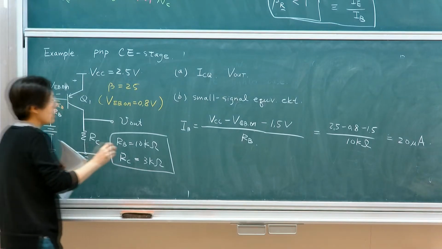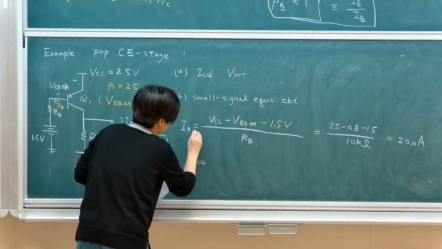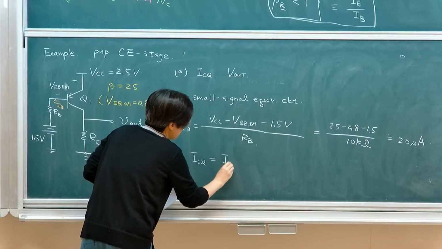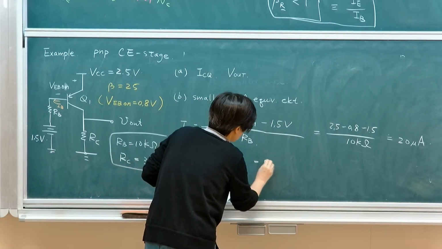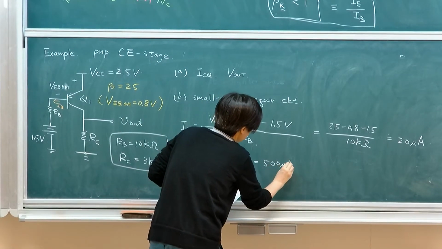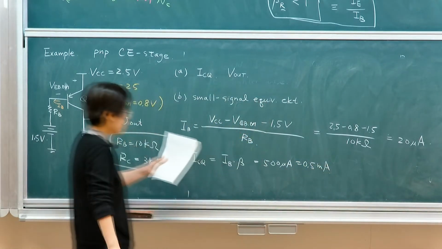Once the base current is given, the next thing is then, what is the collector current? Collector current at quiescent point will be IB times beta. So this will give me 500 microamp, which is 0.5 milliamp. Okay?